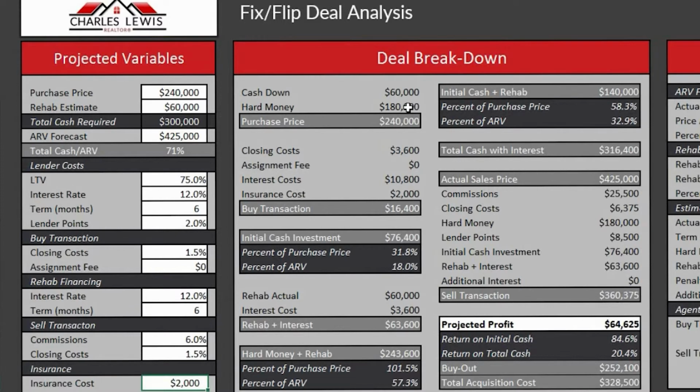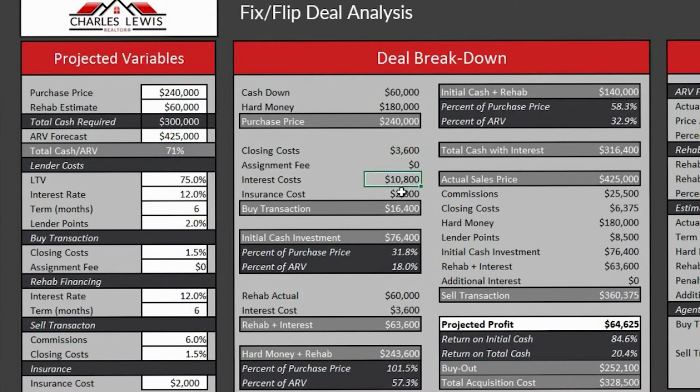Okay, so here's how the deal breaks down. Once again, they're going to finance 75% of the value, and that's going to require us to put $60,000 down. There are going to be other out-of-pocket expenses on the front end just to get this thing going. One's going to be closing cost. Remember, I estimated that over here at 1.5%, so you got $3,600.